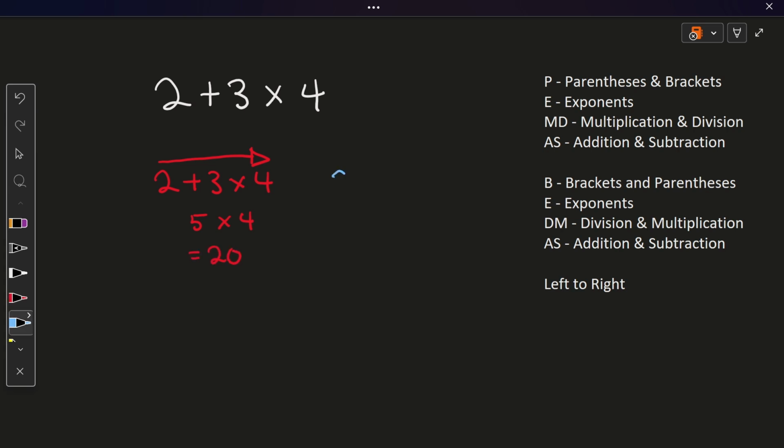Now, what happens when we evaluate the same expression from right to left? Well, let's find out. So 3 times 4 is going to give us 12, plus 2 is going to give us 14. So as you can see, our right side and our left side are not equal. This means that the order in which we perform these operations made a big difference.